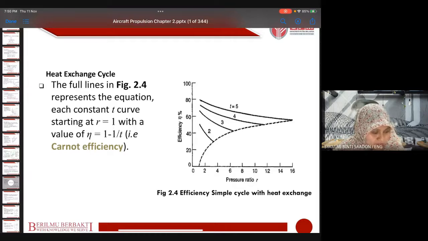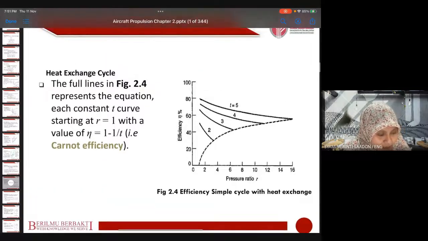So those are the relations and the parameters that affect the performance of the cycle. It depends on our objective, what we want to do. If we intend to increase the efficiency, then maybe we will choose to lower the pressure ratio, for example. So those are the relations of the efficiency with the pressure ratio.